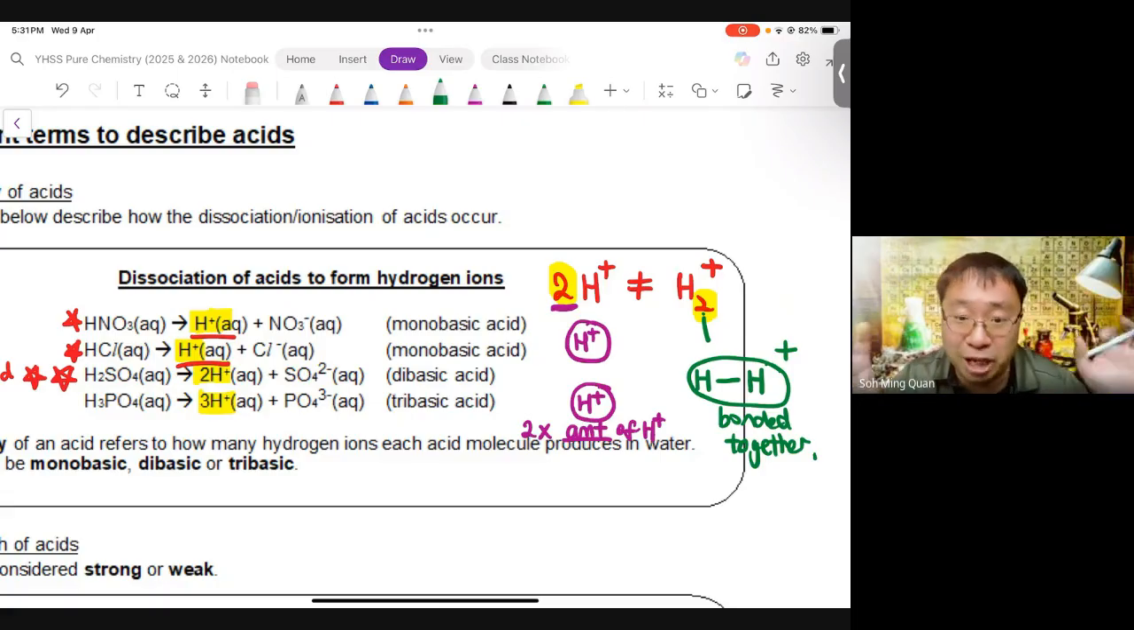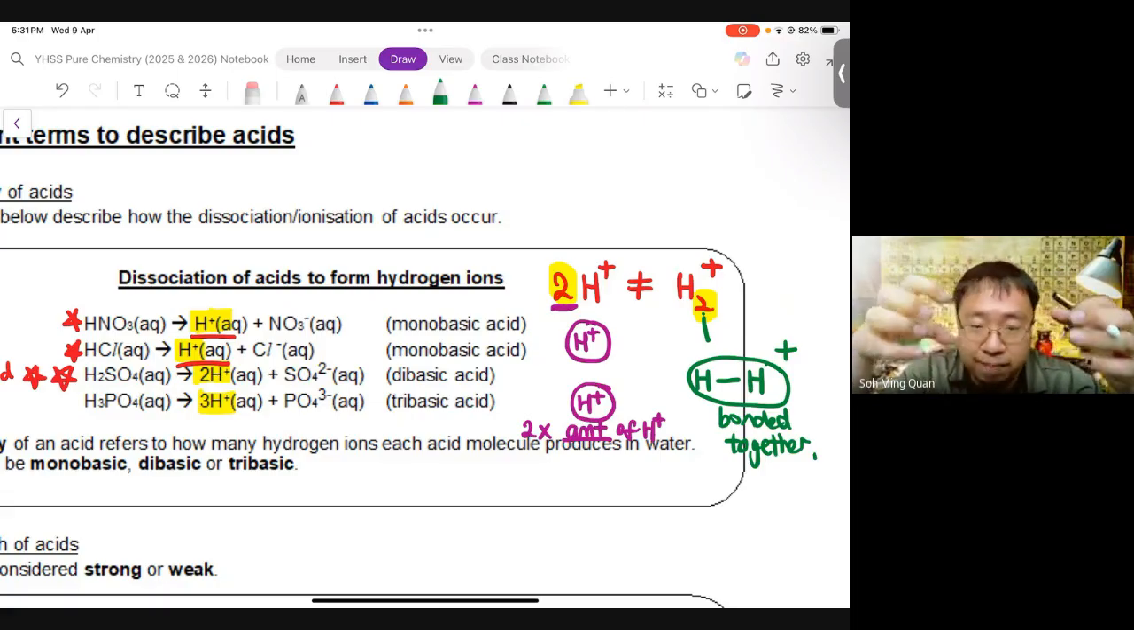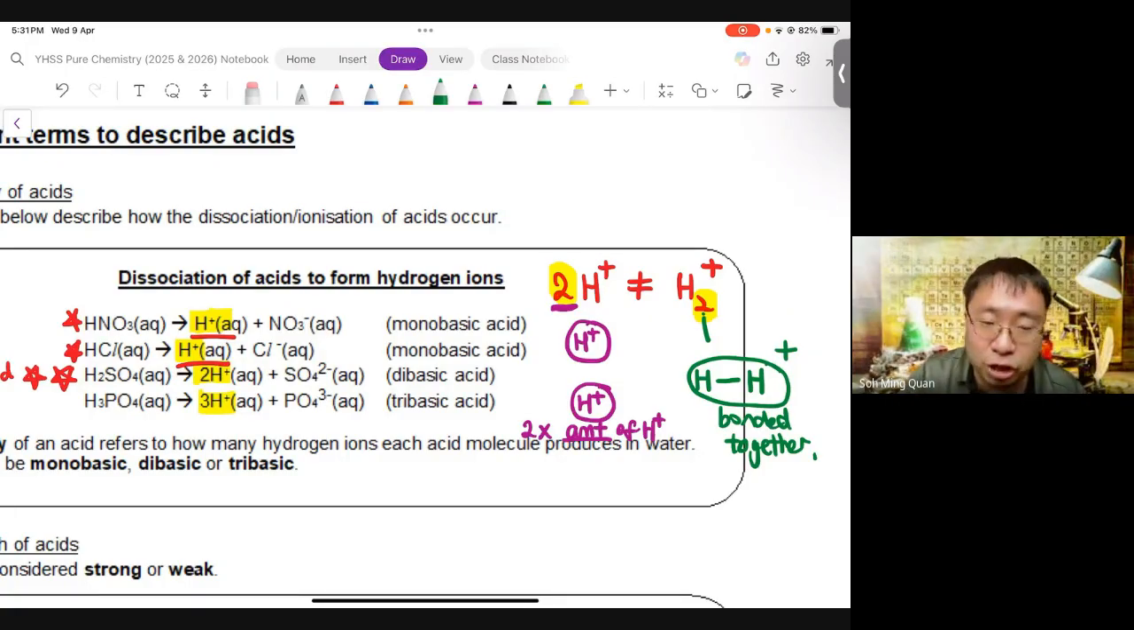But once formed, the H+ are not bonded to each other, right? In fact, why should H+ bond to each other? They are both positively charged. They should repel each other, if anything at all. So definitely, 2H+ is the correct version. Double the amount of H+. It's never going to be H2+.